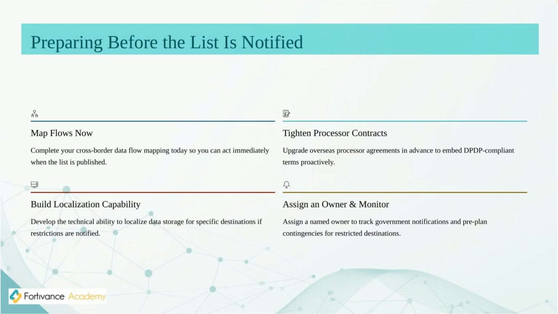Here's the instructor's takeaway, and it's the mindset I want you to carry. The smart organizations aren't sitting frozen, waiting for certainty. They're doing the work that pays off under any scenario: mapping, contracting, accounting for overlaps, and building adaptability. When the list is notified, they'll respond in days while others scramble for months. Use this period of uncertainty as preparation time, not paralysis. The work you do now is what positions you to comply smoothly later.